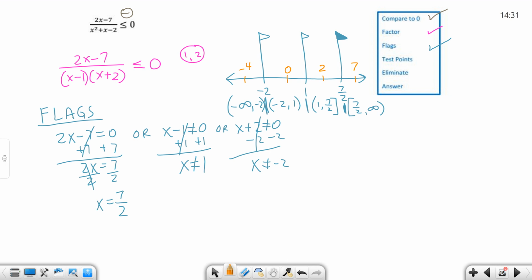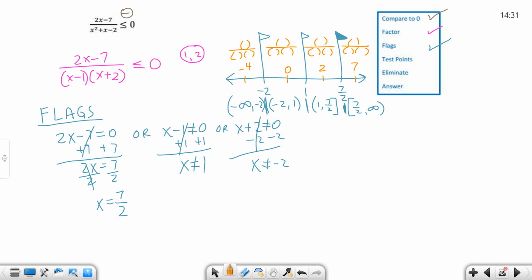So how many factors do I have? Well, I have 1 in the top and 2 in the bottom, right? 1 in the numerator, 2 in the denominator. So I'm going to put 1 over 2 of them on each one of these, because every test point has to be plugged into every factor. Every test point has to be plugged into every factor.